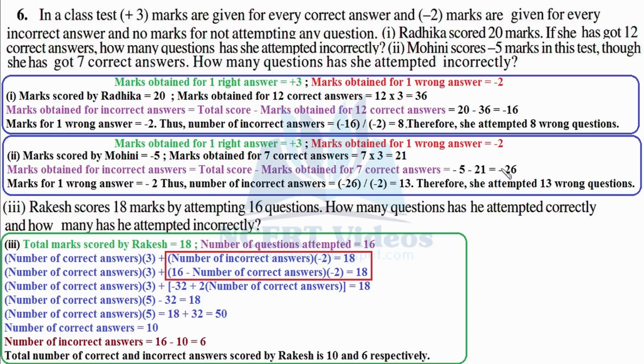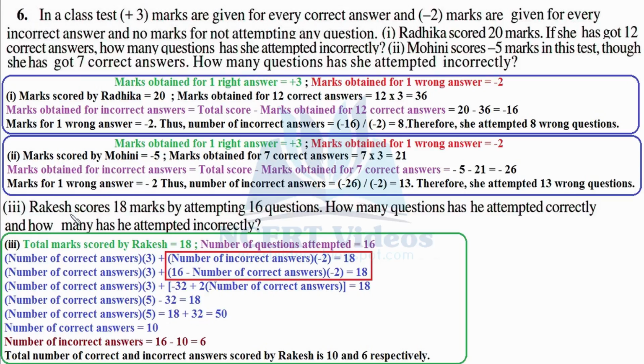So it is just the same. You can think of it as, suppose you got 10 marks. Out of them, 5 are wrong. So this means 5 are correct if every question fetches you 1 mark. So this is the basic idea. The marks for one wrong answer is minus 2. Therefore, when we divide this minus 26 by minus 2, we can get her number of incorrect questions.